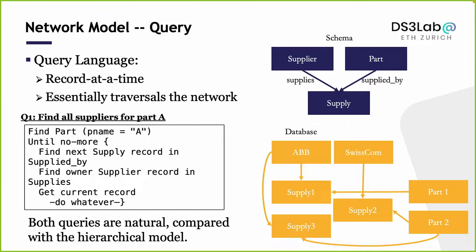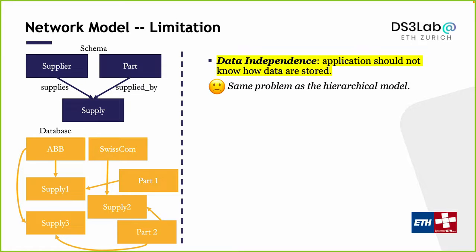So these two queries are actually very natural to be implemented if you have a network model, which is already a huge improvement compared with a hierarchical model. But now let's look at these 4 properties that we want. Let's think about data independence, right? Given this data model, that data is a network of tuples, given a query language that actually moves the cursor around this network, do we have data independence? In this case, still no, right?